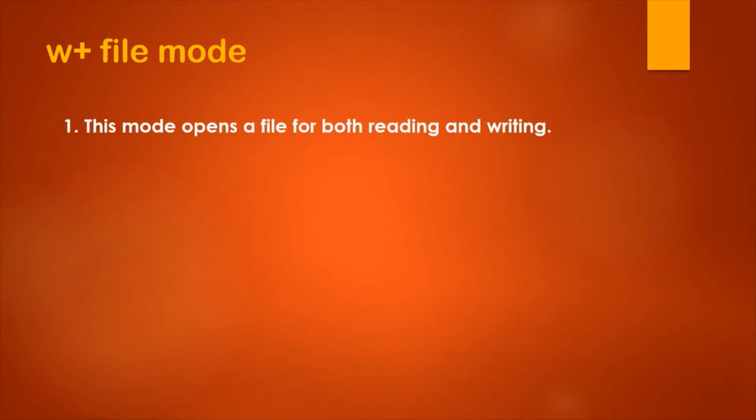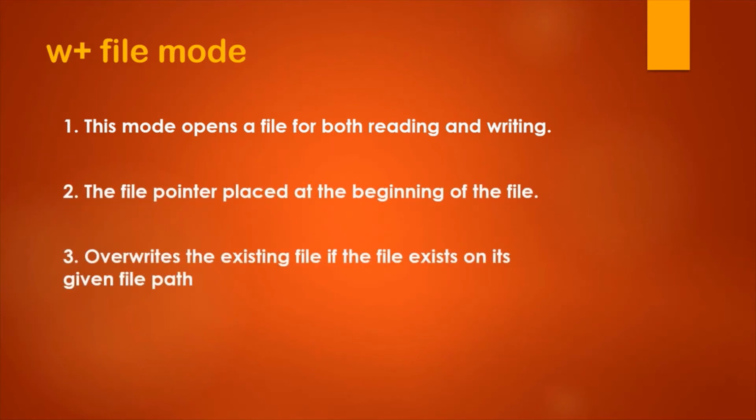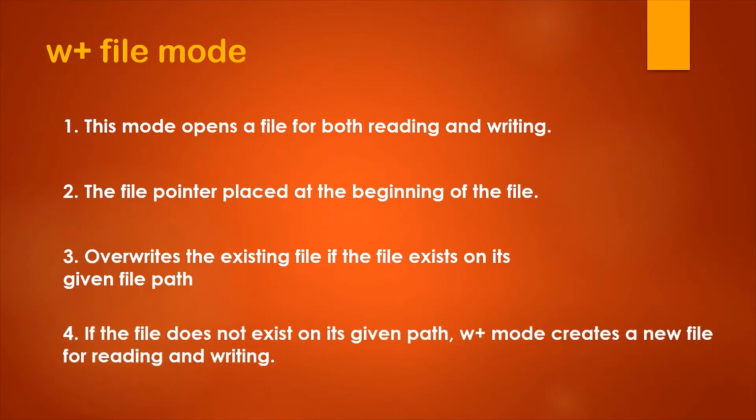So W+ mode is our next file mode. This mode opens a file for both reading and writing purpose. The file pointer is placed at the beginning of the file. It overrides the existing file if the file exists on a given path, and if the file does not exist on its given path, W+ mode creates a new file for reading and writing. So here also we can see that W+ mode is very similar to write mode with an extra feature that it can be used for reading purpose. Okay.